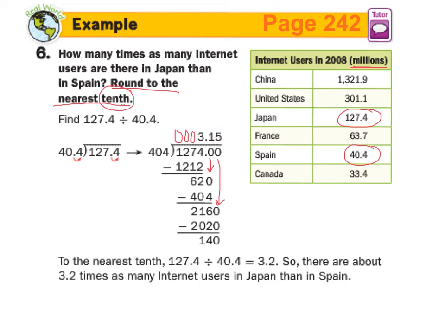Now I can take this hundredths and check and do the rounding. So 3 and 15 hundredths then rounds off to 3.2. So there's about 3.2 times as many users of the internet in Japan than Spain.